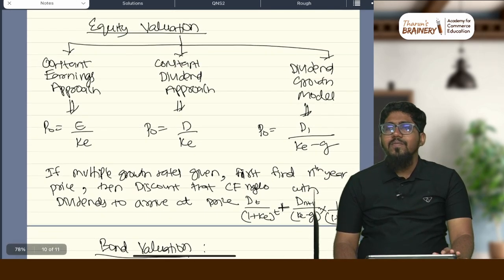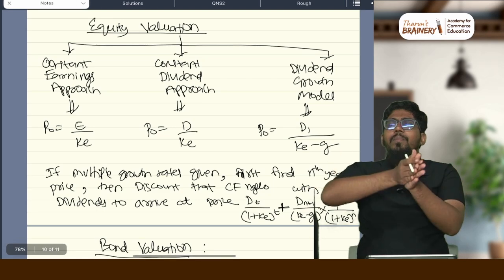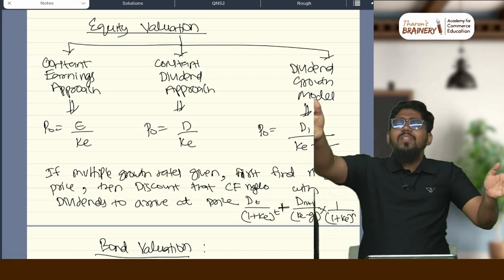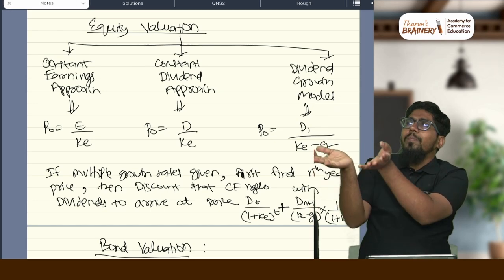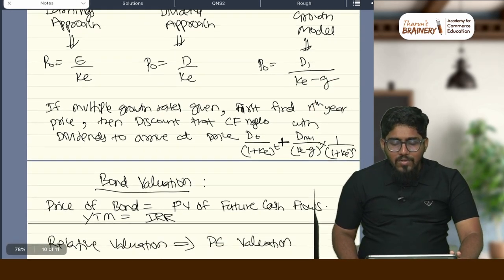So, for example, for the first 5 years 10% is the growth. For the first 5 years' dividends, you do the present value. Then normal growth is there, right? For that you find out the price, and that price you discount. So this is the formula.